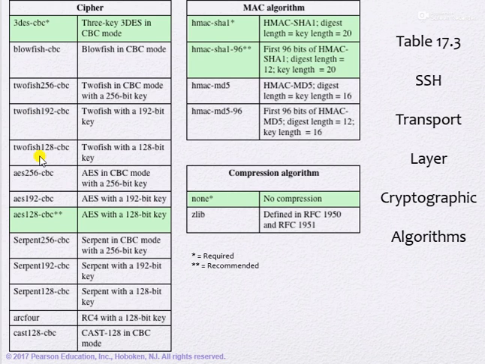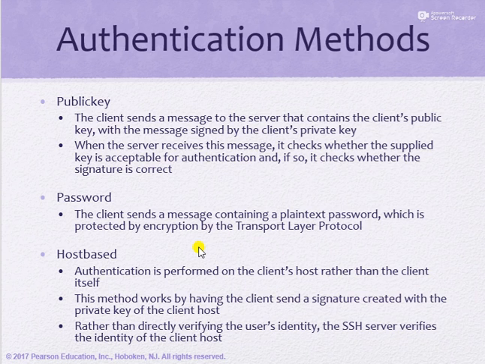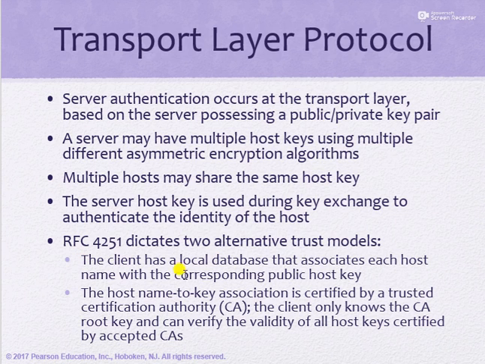Okay, here we show these three tables which give us information about the SSH transport layer cryptographic algorithms, like which algorithms are used for encryption, for MAC calculation and compression. Okay, we have already discussed how the client authenticates the server. The client authenticates the server based on the public key, and there are two methods that are being used over here. This is a local database or through a certification authority.